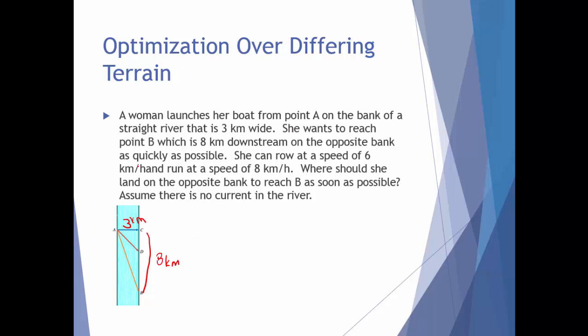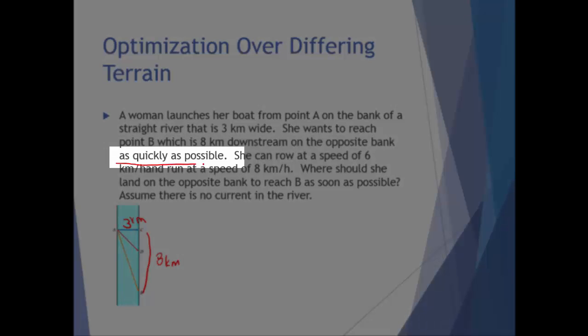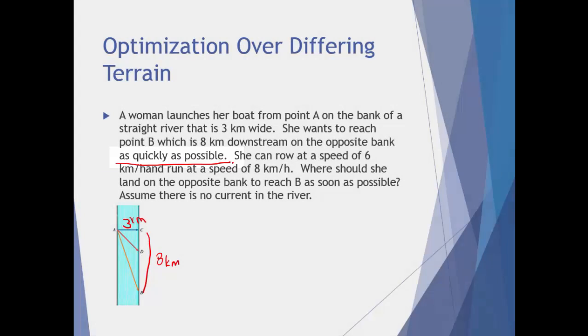Now the trick is she wants to reach it as quickly as possible. That's going to give you a hint as to what you're trying to optimize. She can row at a speed of 6 kilometers per hour, and run at a speed of 8 kilometers per hour. In other words, she can run a heck of a lot faster than she can actually row in her boat. Where should she land on the opposite bank to reach B as soon as possible? Assume there's no current in the river.